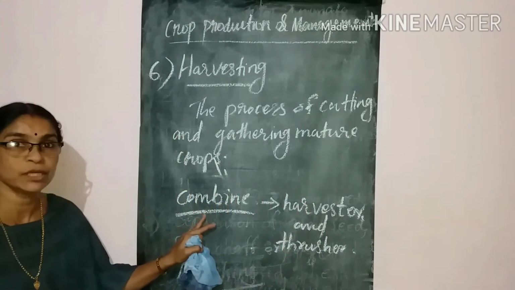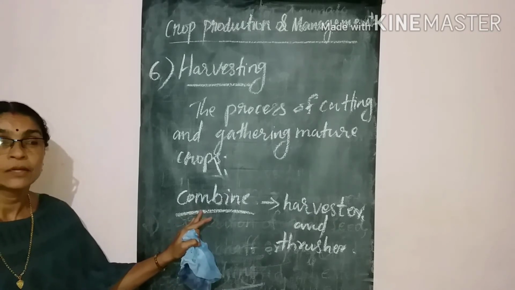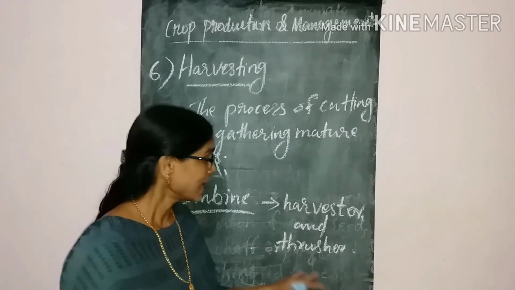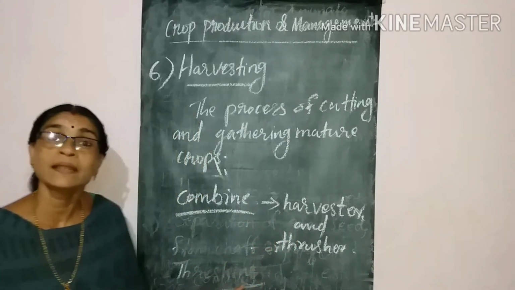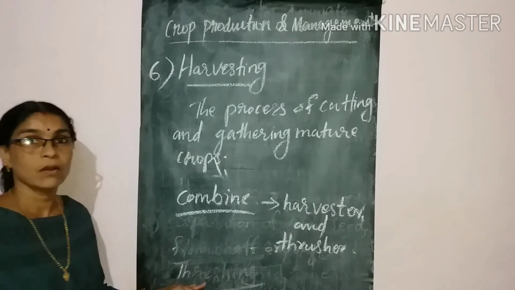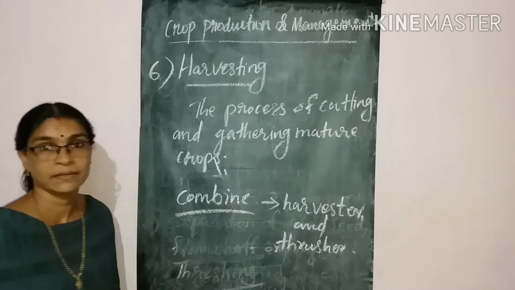It's a modern machine. Now farmers are mostly using the combine for harvesting as well as for threshing. So there we can save our time and labor. Large scale crops we can harvest by using this combine. Okay.